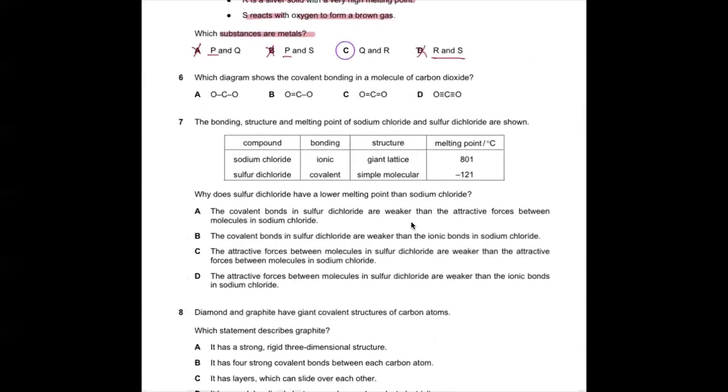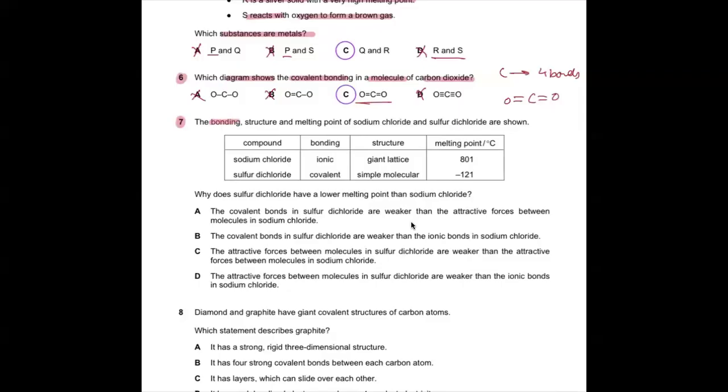Now, MCQ number 6. Which diagram shows the covalent bonding in a molecule of carbon dioxide? If you recall, carbon can form four covalent bonds because carbon has four electrons in its outermost shell, right? So carbon forms four bonds. In carbon dioxide, there is a double bond between carbon and one oxygen and a double bond between carbon and another oxygen. So it's C. It means A, B, and D are incorrect.